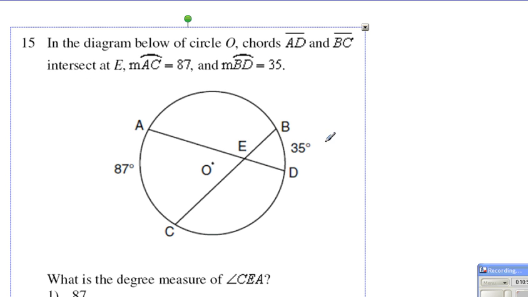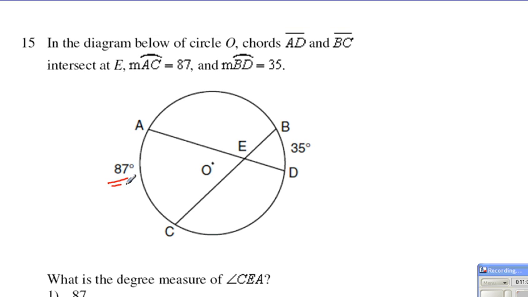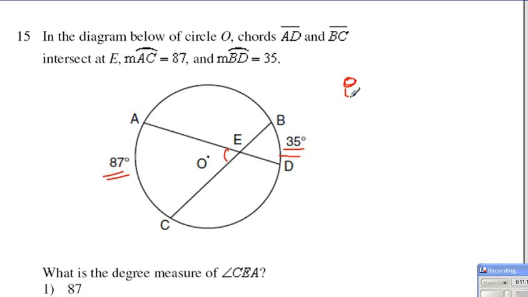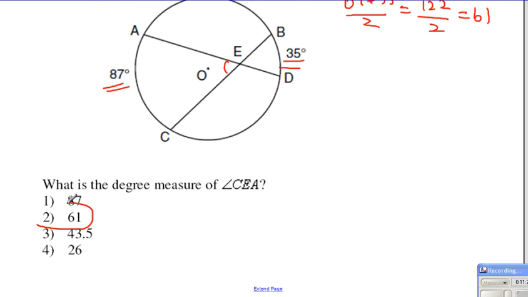Now here, the measure of one arc is 87, the other one is 35. We are looking for angle CEA, meaning this angle. How do we do that? We have to add: 87 plus 35, divided by 2. That would be our answer here. It becomes 122 over 2, which ends up as 61, our final answer, which means choice number 2.